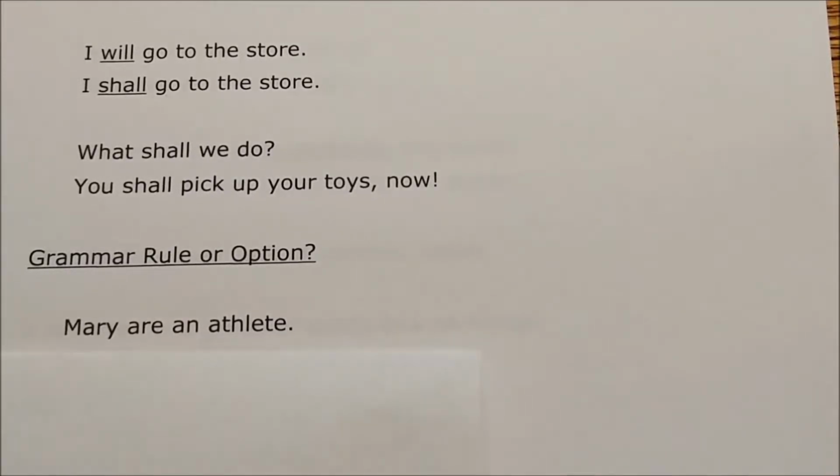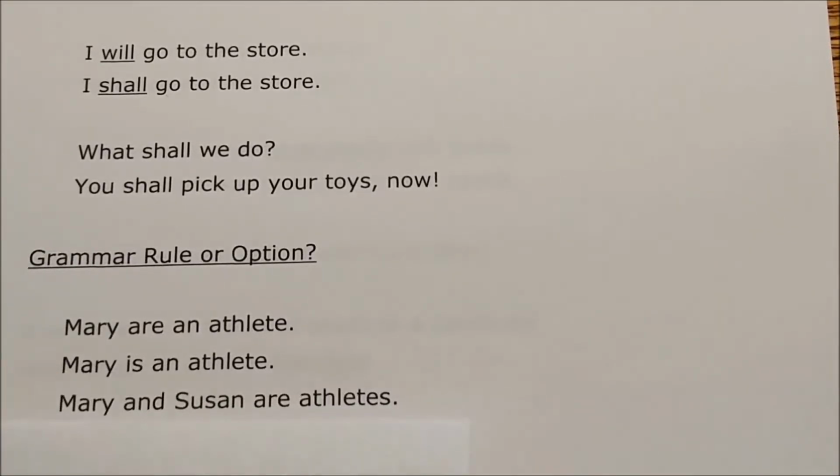But there's a reason that it's wrong. Mary is a singular person, but are is a plural verb, and you can't combine the two like that. So obviously, Mary is an athlete is correct. This is a rule, and we basically can't change it, because if we do, people aren't going to understand what we're saying. If you want to have a plural, Mary and Susan, then you can say Mary and Susan are athletes, and that is correct.